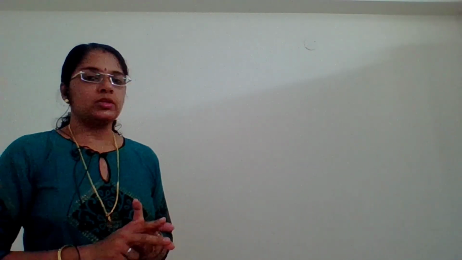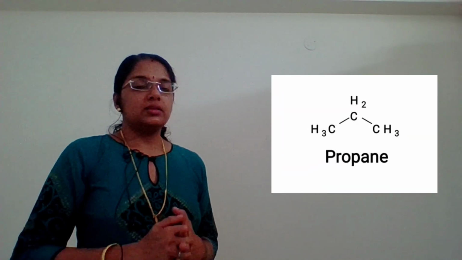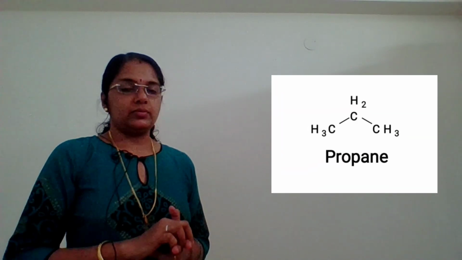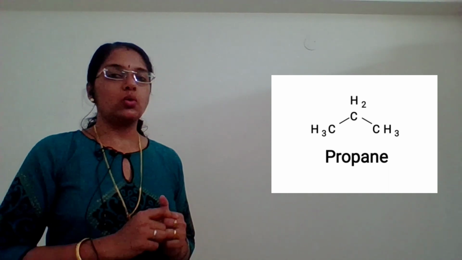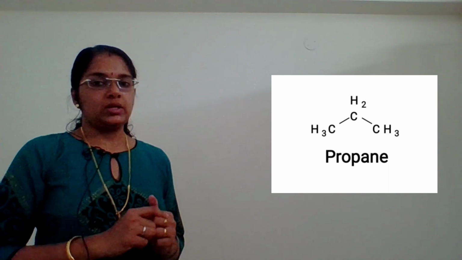Next, we consider the three carbon atom containing amine. Three carbon atoms means the word root is prop, so it is propylamine. But in the case of propylamine, there are two isomers. How can we check? First we consider CH3CH2CH3, that is propane. In propane, there are two CH3 groups, and when we look at each CH3 group, it is connected to only one carbon.